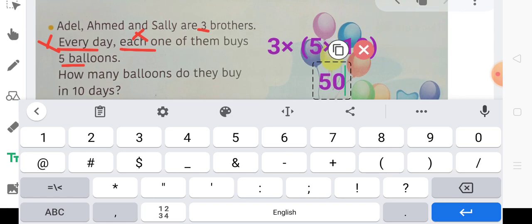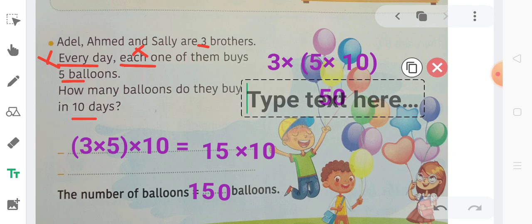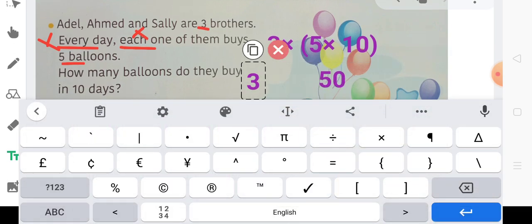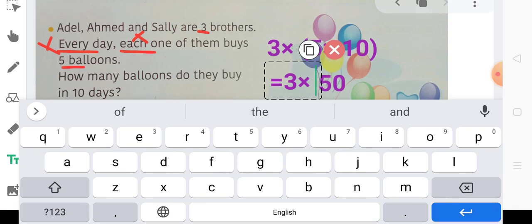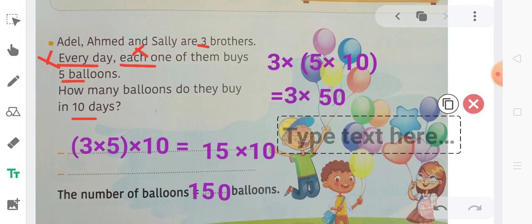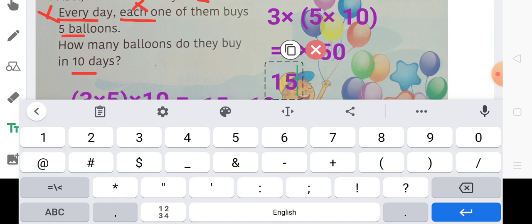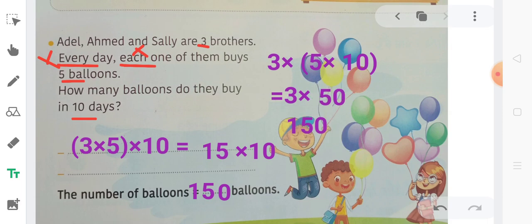Excellent. It's 50. And we have here 3 times 50. Don't forget the equal sign. Okay. Equals what? 0 on the right, and 5 by 3 equals 15. So it's 150 balloons. Do I have the same answer? Yes, I have.